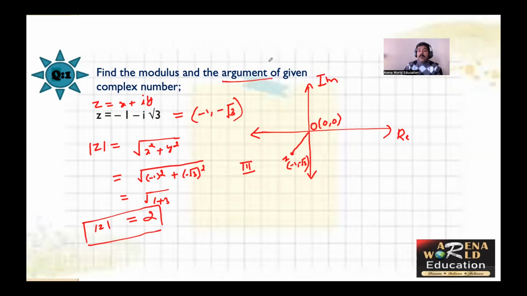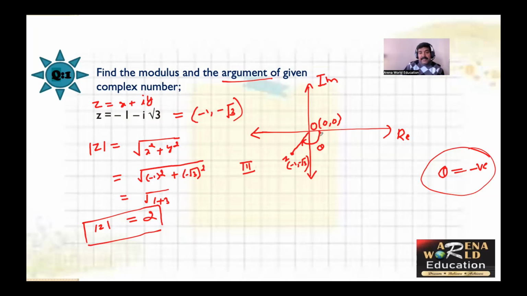Now coming to argument. Argument means theta. So this is in the third quadrant, and this will be theta. Theta is the angle made with the positive real axis. Look at this one. So this will be your theta. We are going in this direction, which means we are in the third quadrant, so it will be in the clockwise direction. The final value will be negative. Your answer will be negative.